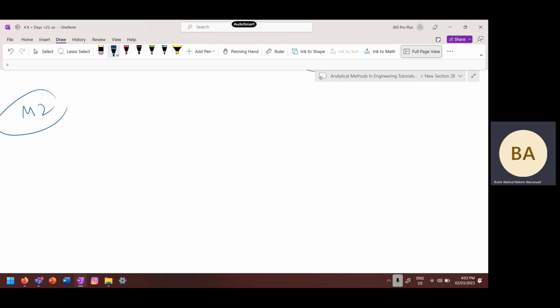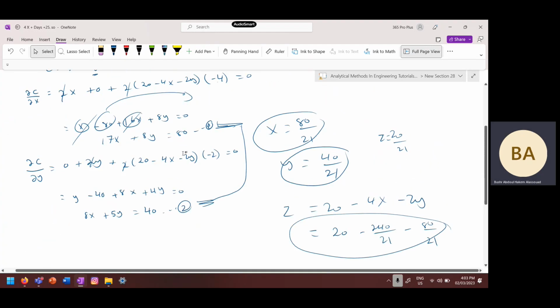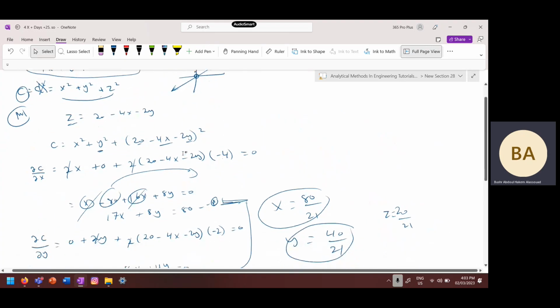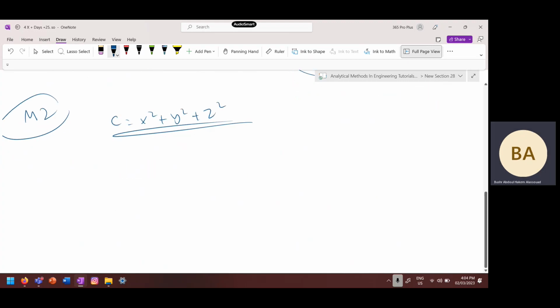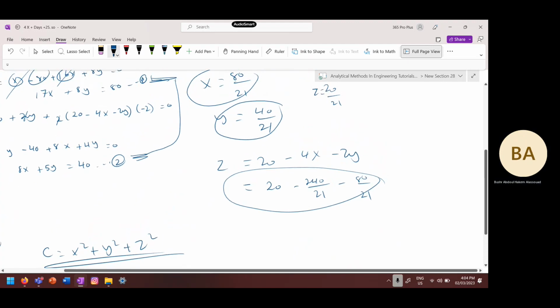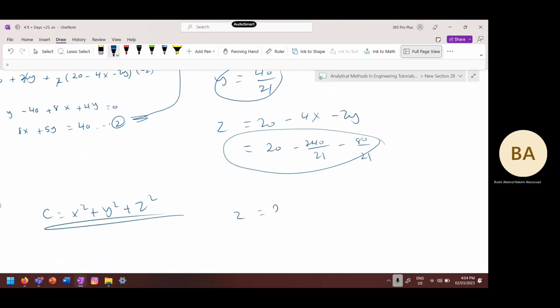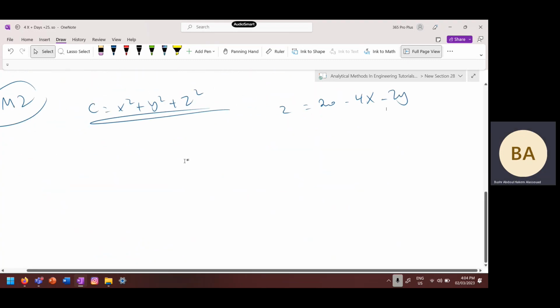Method 2, the implicit. So you need to find the implicit partial differentiation of the cost function. Let's have our cost function right in front of us, so things won't be confusing. The cost function is x squared plus y squared plus z squared. Okay, this is our cost function. And we have our implicit, which is, again, z equals 20 minus 4x minus 2y. Okay, this is our auxiliary.